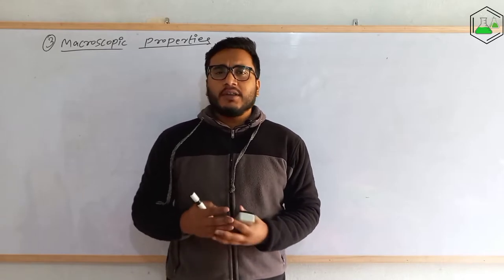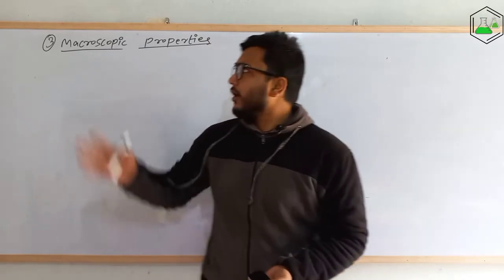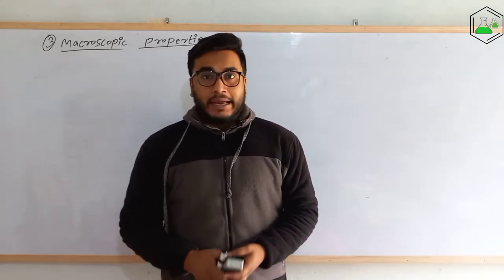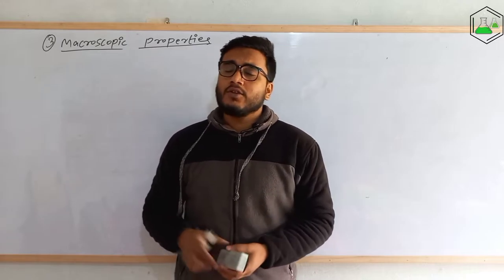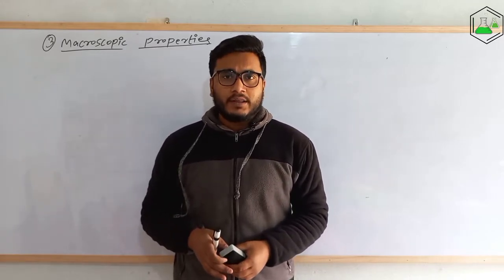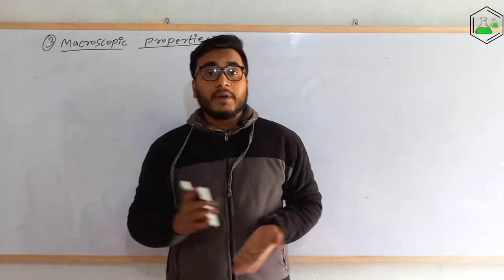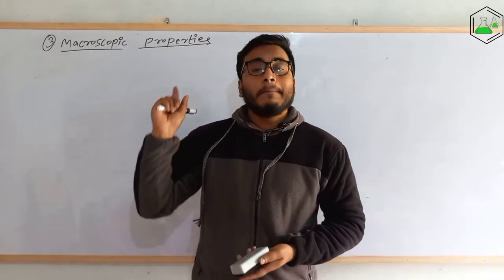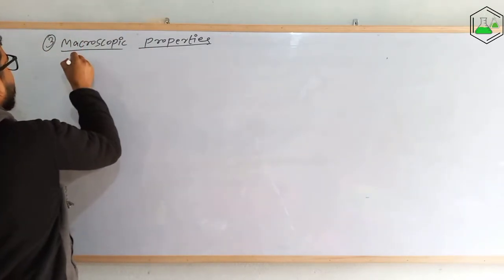Suppose a system consists of many chemical species, then that type of system is called a macroscopic system, and the properties of those macroscopic systems are called macroscopic properties. That means if a system consists of a large number of chemical species, then only it is called a macroscopic system. Okay, and let me write the definition of it.